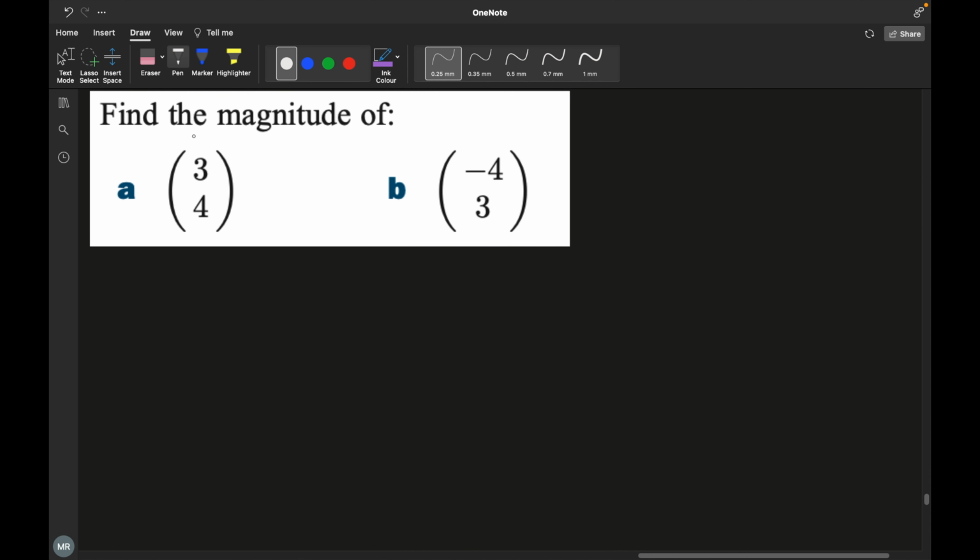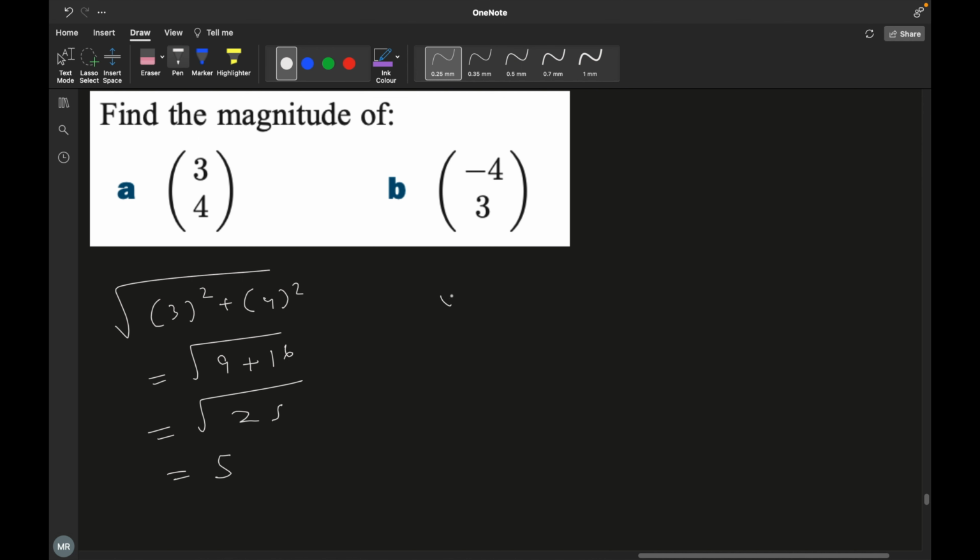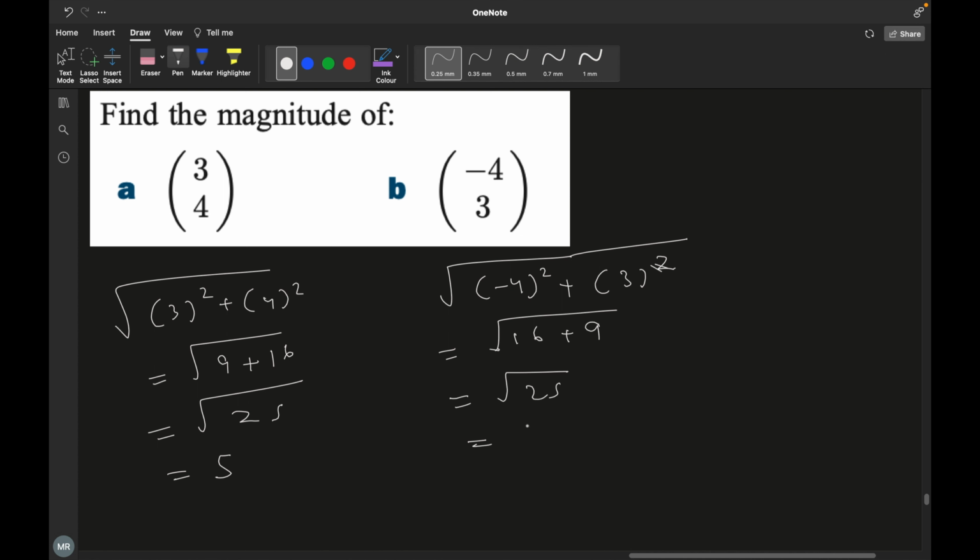The next one, we have to find the magnitude. The word magnitude and length mean the same. It's going to be square root of 3 squared plus 4 squared, square root of 9 plus 16, square root of 25, which is 5. It's going to be square root of minus 4 whole squared plus 3 squared. It's going to be square root of 16 plus 9, square root of 25, therefore 5. That's the answer.